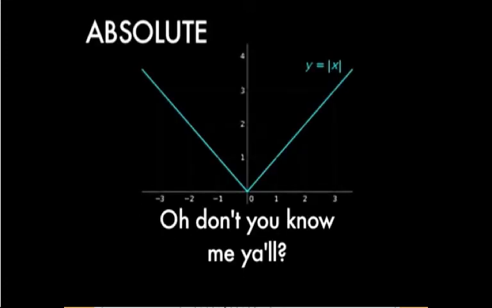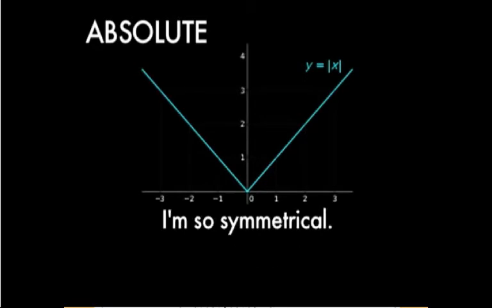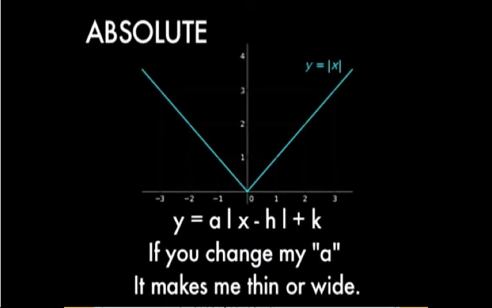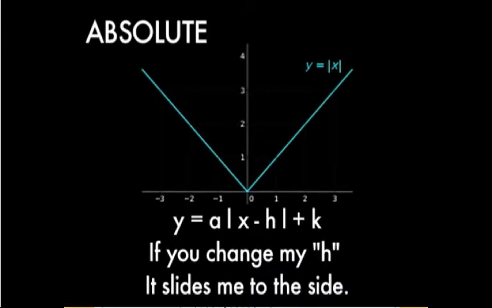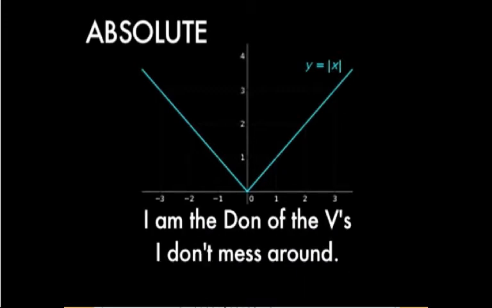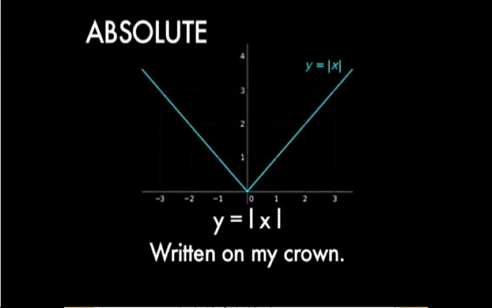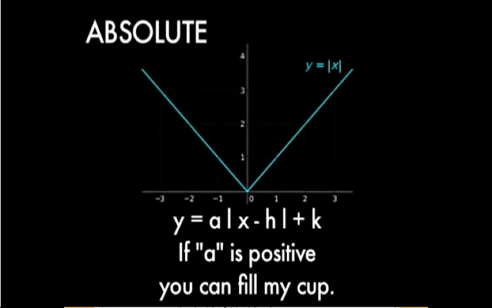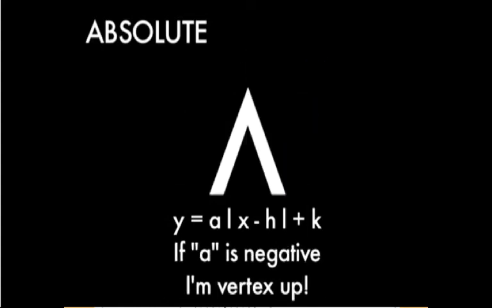Don't you know me, y'all? Homie, I'm absolute. I'm so symmetrical. I give the V salute. And if you change my A, it makes me thin or wide. And if you change my H, it slides me to the side. I am the Don of the V's, I don't mess around. Y equals absolute value of x, written on my crown. If A is positive, you can fill my cup. And if it's negative, I'm vertex up.